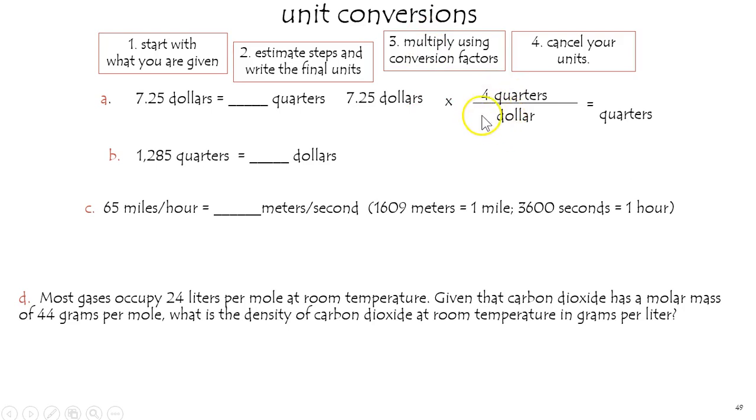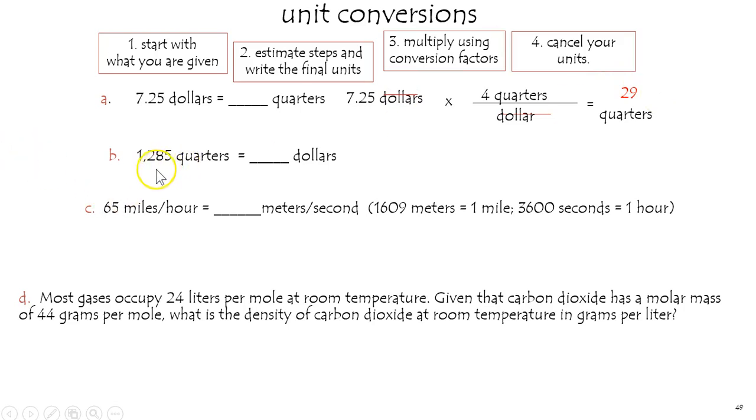Why didn't we write 4 quarters on the bottom and dollar on the top? Because the units would be messed up. Dollars divided by dollars equals 1. Quarters is the only unit left standing. If we had flipped it around, it would have been dollars squared over quarters as our final unit, and that is not right. So multiply it through, and in fact, you're right. Cancel your units nicely. Teachers love that. You get your 29 quarters.